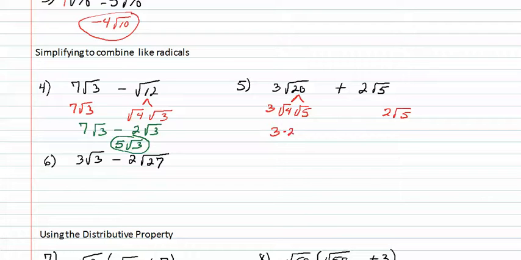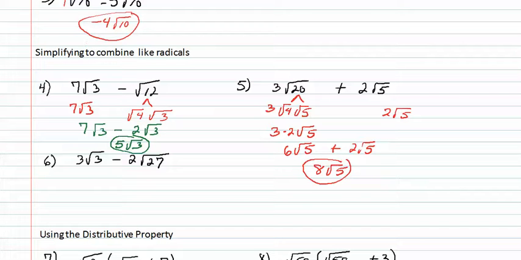This is multiplication, and I have a radical 5. I'm going to multiply because numbers multiply with numbers. So 3 times 2 is 6 radical 5. Plus, I'm going to keep that and bring it down, radical 5. Okay, now I have like terms. I have a radical 5 here and a radical 5 here, so now I'm just going to add the numbers. 6 plus 2 is 8 radical 5. And that's my answer for number 5.